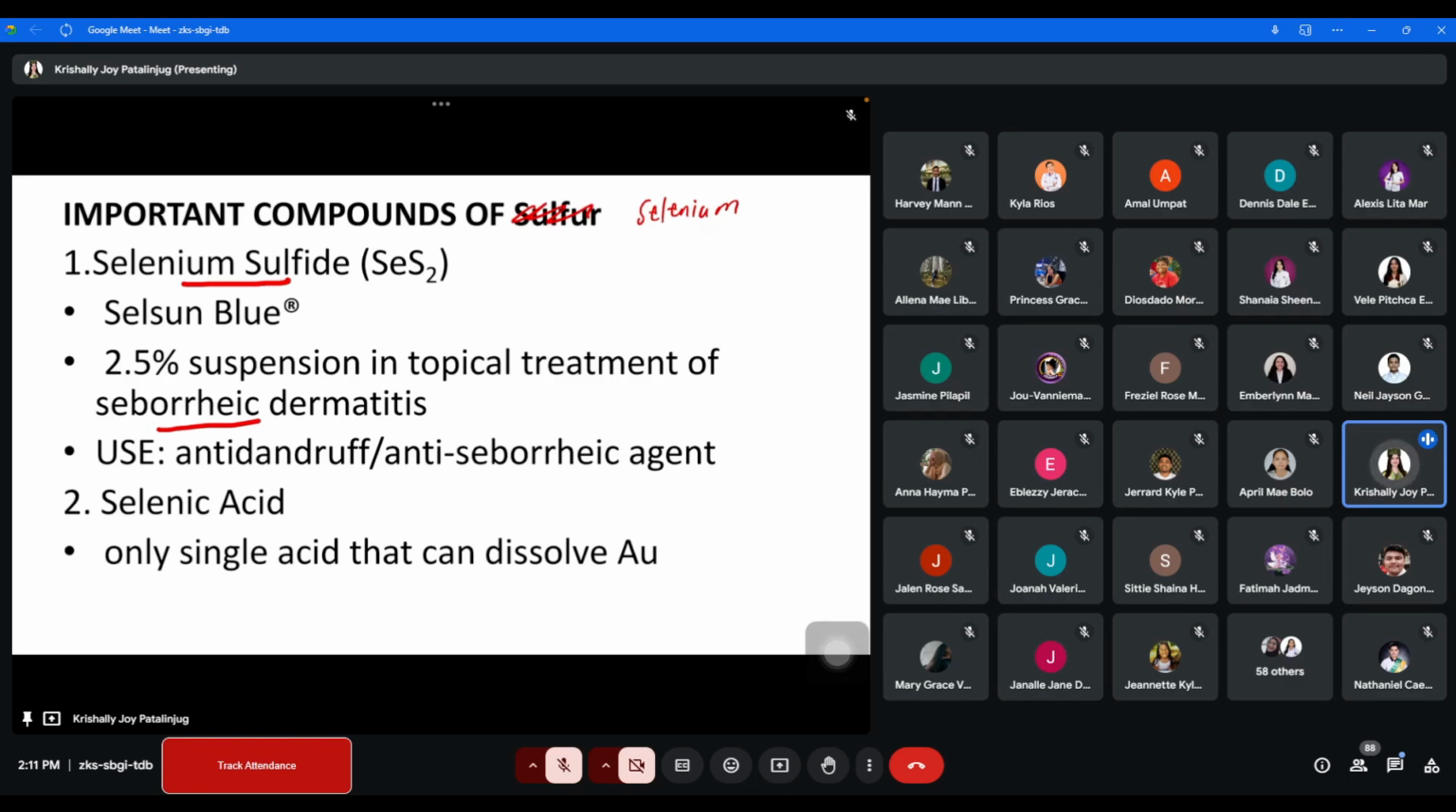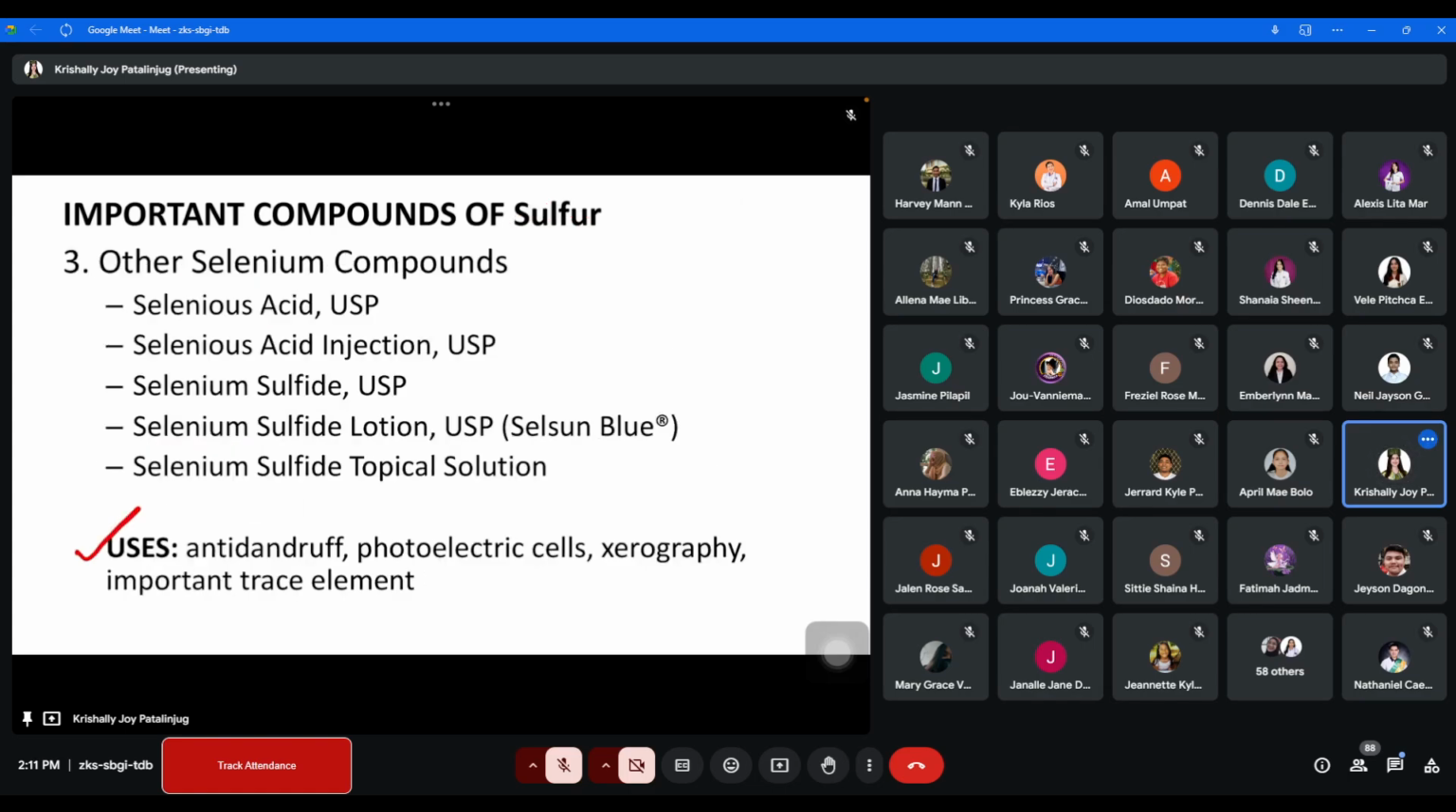Then the selenic acid that was mentioned under gold, the coinage metal gold, is the only single acid that can dissolve gold. That's it. And then this one on the list is used as anti-dandruff. Particularly, the last two are used as anti-seborrheic agents.